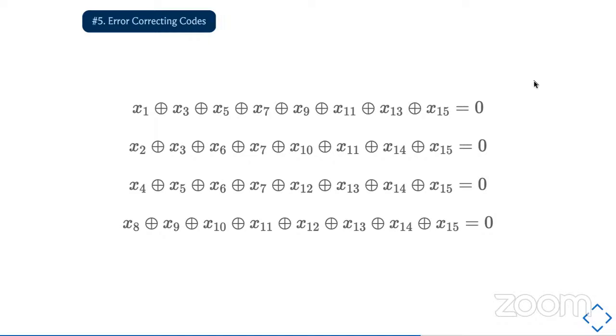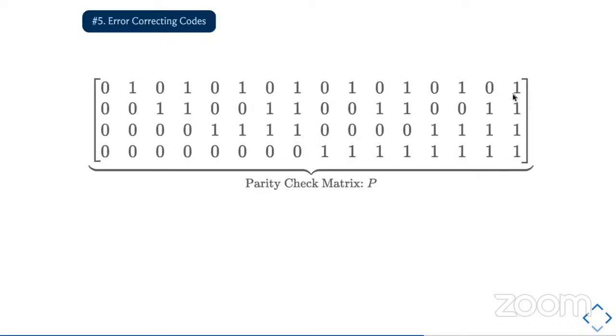Your first encounter with matrices may have been in the context of modeling linear equations, where you write down linear equations which describe a set of constraints over a set of variables. And it's just convenient to express them as AX equals B or something like that in matrix form. So we're going to do just that here. We're going to write out these constraints in matrix form. This is called the parity check matrix.